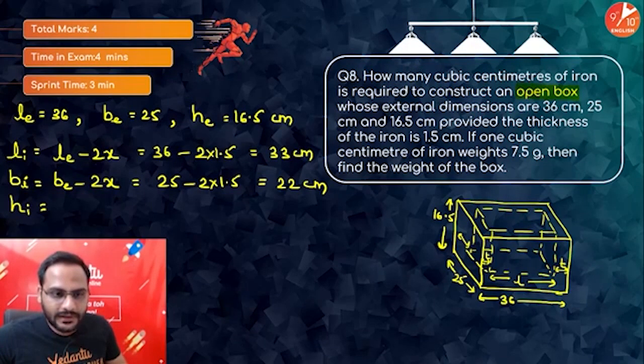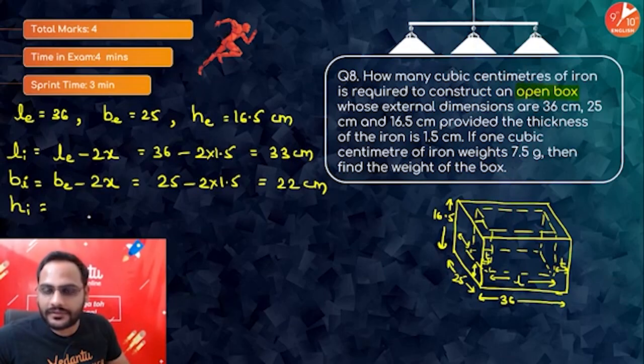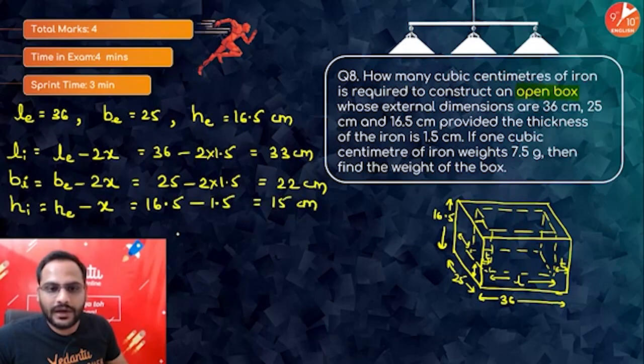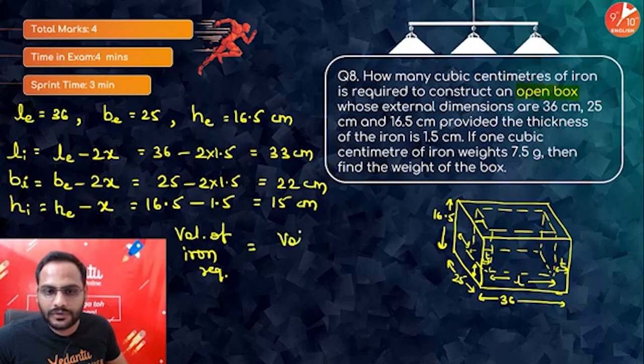you will see कि भाई देखो, the thickness will be at the bottom, but at the top there will not be any thickness. So height of the internal one will be height of the external minus only 1 times of it. So 16.5 minus 1.5, which is 15 centimeters. So now volume of iron required will be equal to volume of this hollow box, which is open.